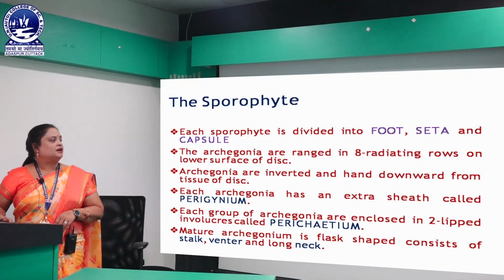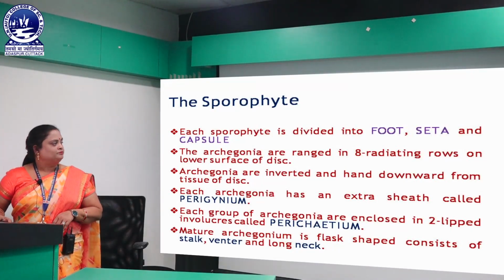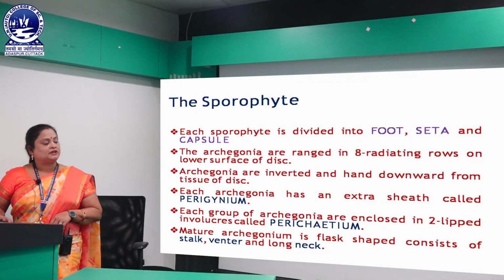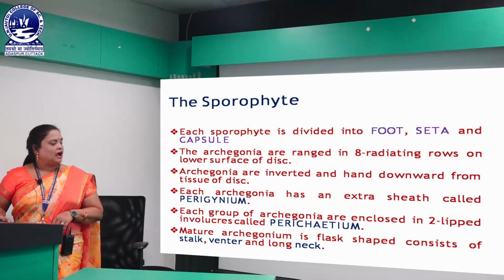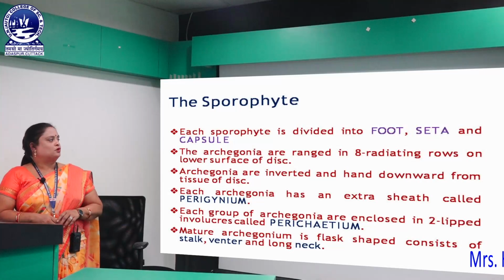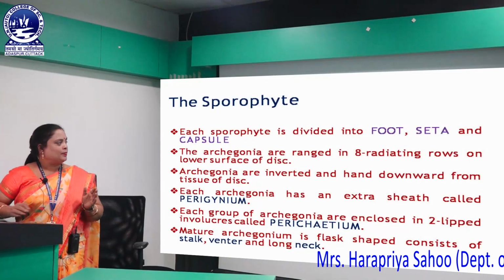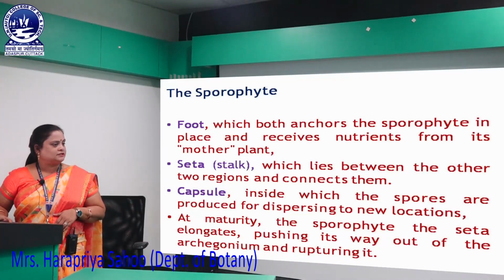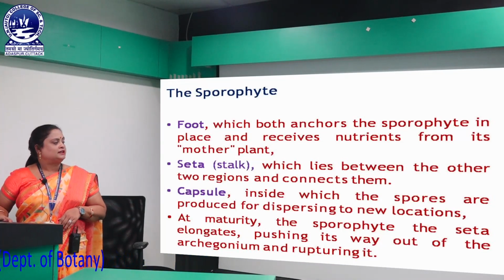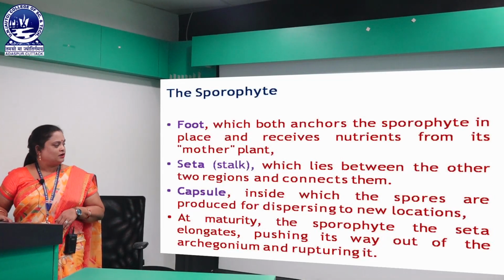The capsule is the bulbous region, spherical in structure, covered by a layer, the capsule wall, and it encloses a number of cells called spore mother cells. These spore mother cells are diploid. They undergo reduction division and produce haploid spores, and along with the spores there are also some cells called elater cells. The elaters are spirally elongated cells which help in the dispersal of spores.